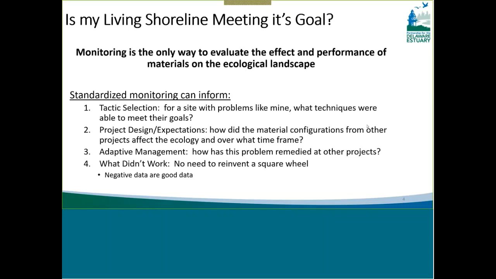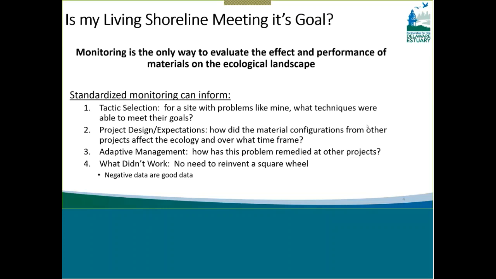in meeting different goals. The project design and the expectations: if you have a pile of materials at a site, you can construct them in a whole bunch of different ways. Which configurations are really working and how long does it take them to work? If we install something today, what is it going to be next week? Is it going to be working 2 years from now? Is it going to be meeting its goals?